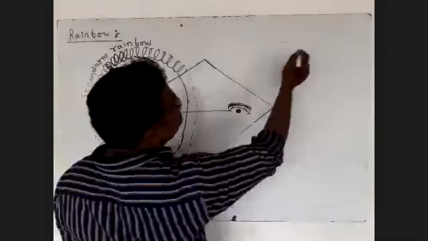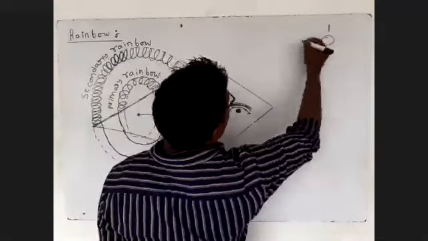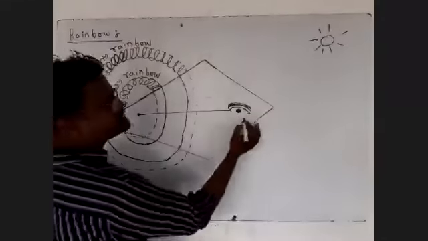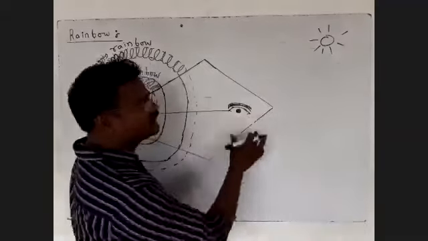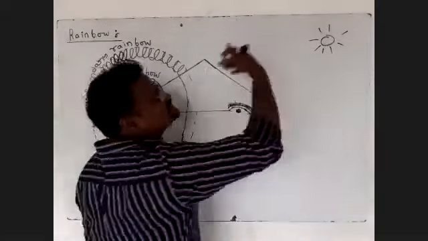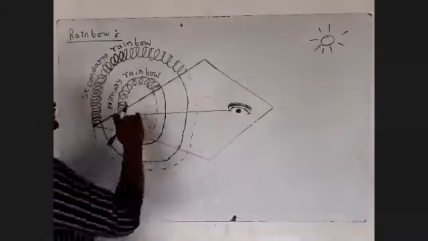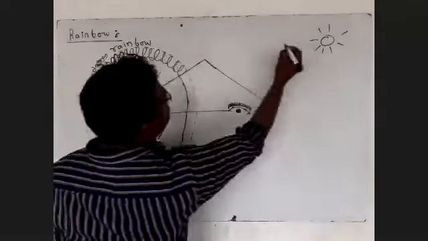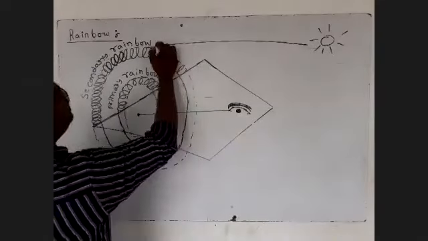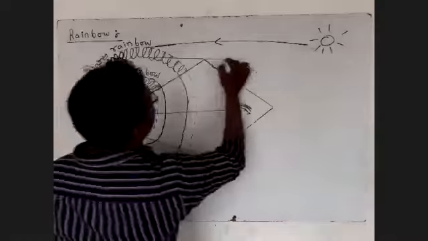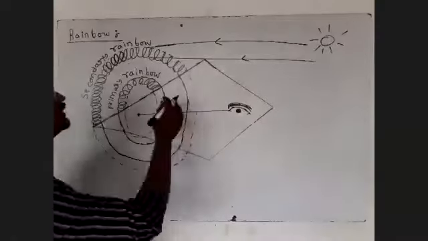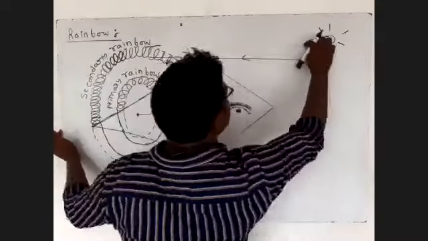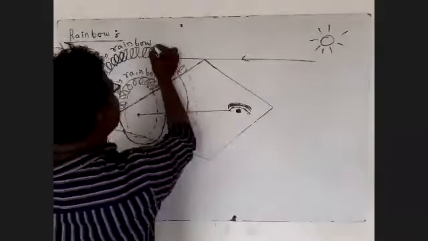Actually, the sun is at this place. This is the sun. This is where the observer stands. The sun is behind the observer, so the rainbow is in front of the observer. Actually, these are rays coming from the sun. These light rays are coming from the sun.